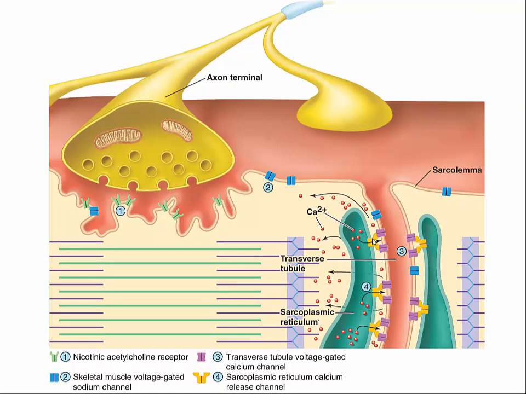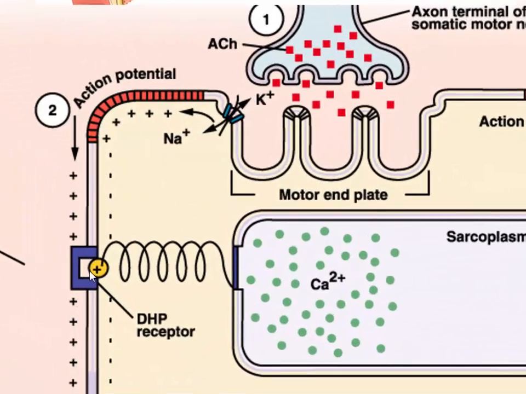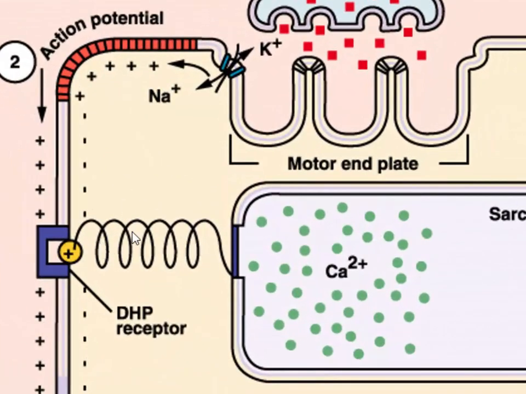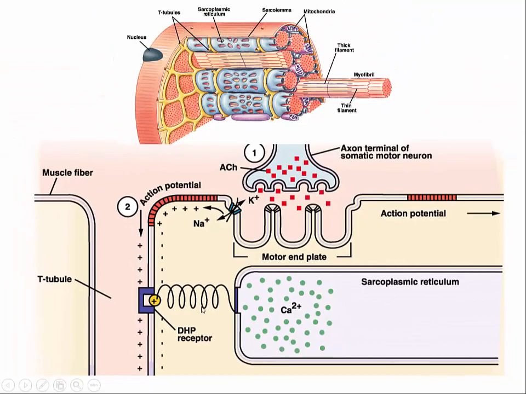So on the next slide, here it shows the DHP receptor that's physically connected, this is part of the DHP receptor, to this calcium release channel. Now in this particular image, you will see that there's quite a bit of a space between this calcium release channel and the T-tubule. Now that's normally not the way it is. These are physically connected and there's not a lot of space between them.